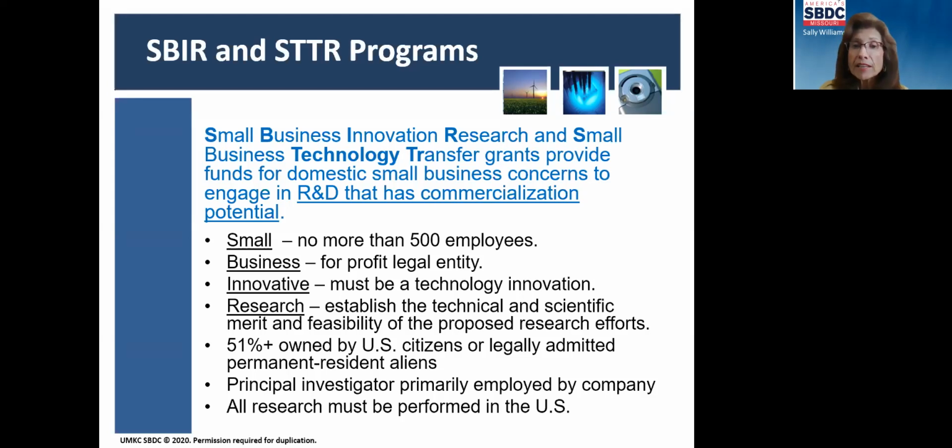The principal investigator must be primarily employed by the company, or if it's an STTR, primarily employed by either the company or the research institution that you're partnering with on the research. And when we say primarily employed, that means they must spend more than 50%, so I think 51% or 50.5% of their time working for the company.